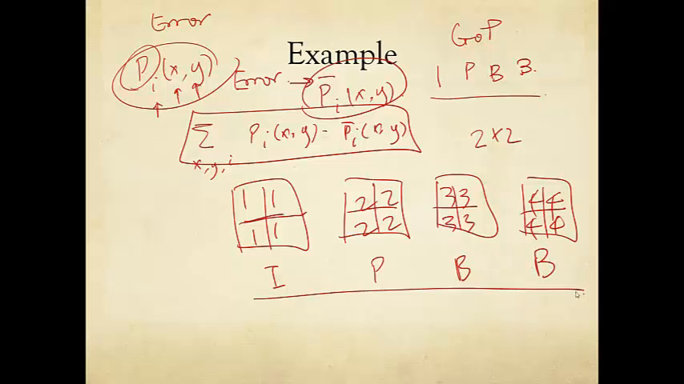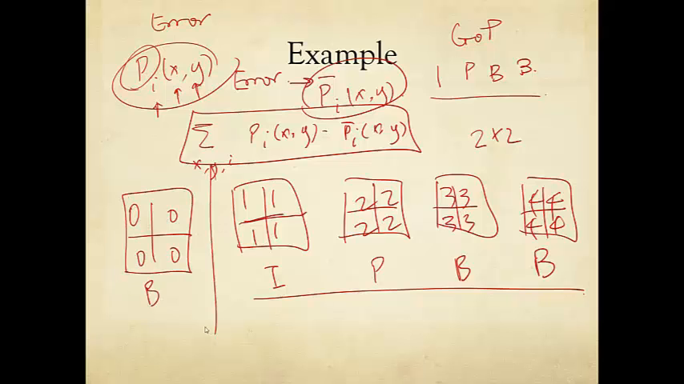All right, so that is my GOP. 2 by 2 pixels, 4 pixels altogether in each frame, and an IPBB frame structure. I like that. Then before this GOP, there is the previous GOP, which ended with, let's say, a blank screen, and that was the previous GOP's B frame.